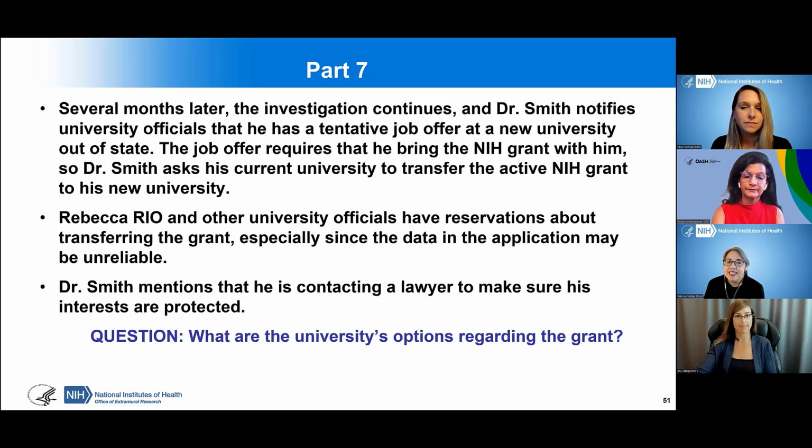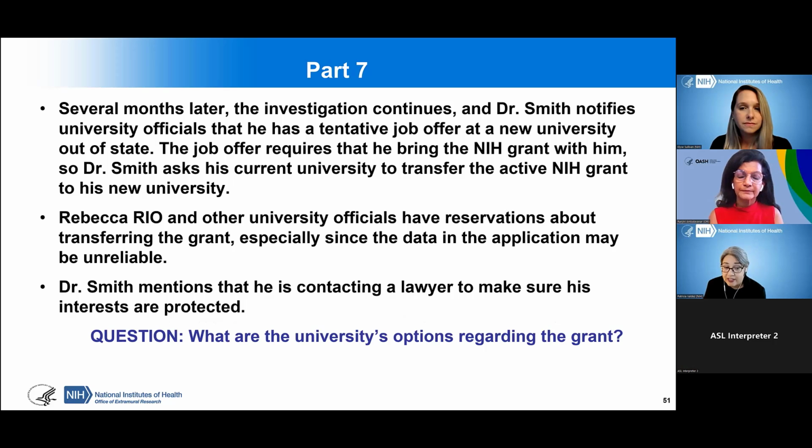Okay, so several months later, the investigation continues, and Dr. Smith notifies university officials that he has a tentative job offer at a new university out of state. The job offer requires that he bring the NIH grant with him, so Dr. Smith asks his current university to transfer the active NIH grant to his new university. Okay, quick question right here.